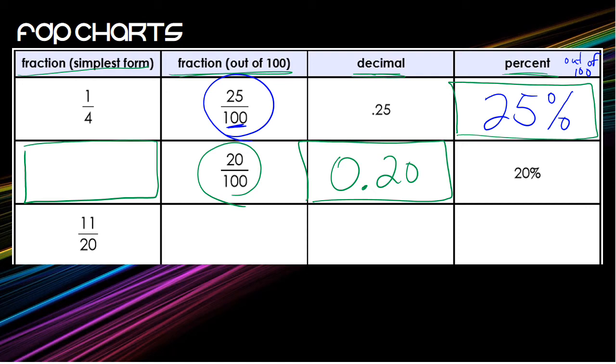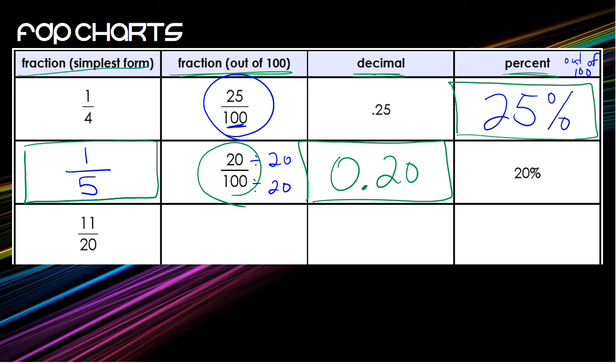In our fraction in simplest form, what we can do is divide the numerator and the denominator by 20. And 20 divided by 20 is 1. And 100 divided by 20 is 5. And so 20 hundredths in simplest form is 1/5.